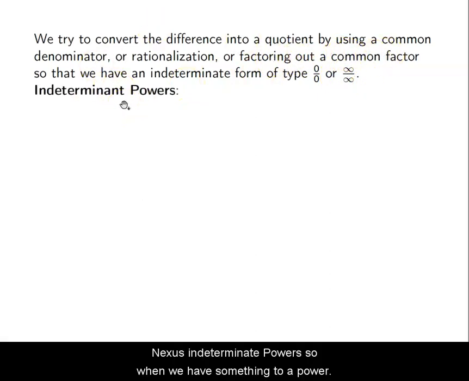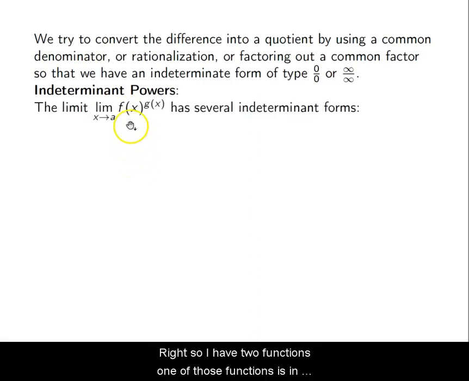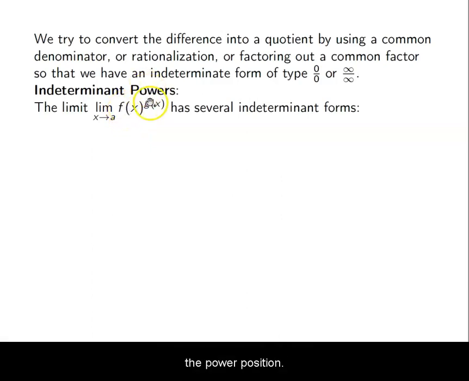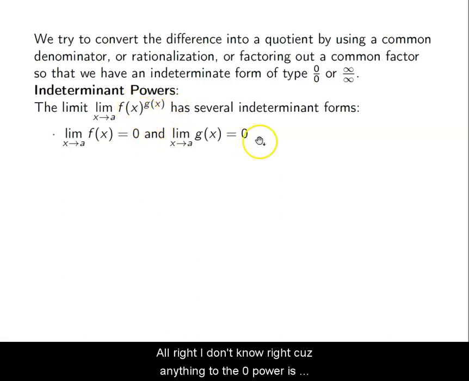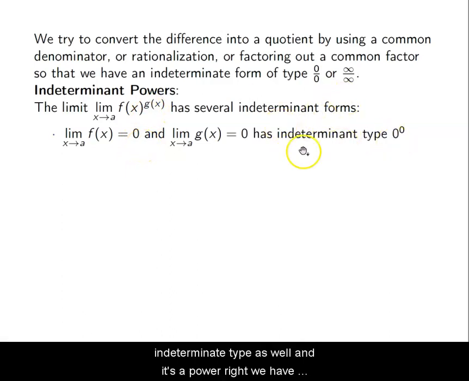Next is indeterminate powers. So when we have something to a power, I have two functions. One of those functions is in the power position, and let's say they both go to 0. Well, which one dominates? 0 is just 0, but what's 0 to the 0 power? Is that 1? I don't know, because anything to the 0 power is 1. But if it's 0 to the 0 power, that can't be 1. So that's an indeterminate type as well.